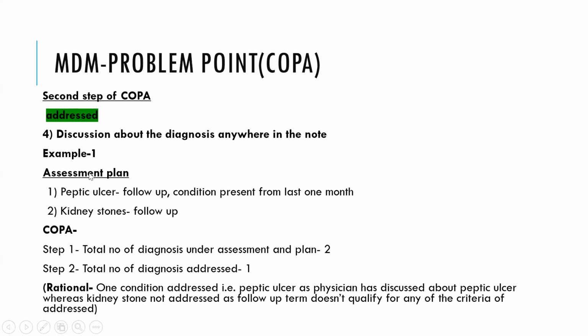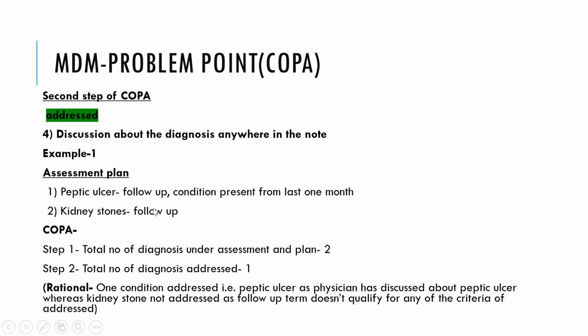So if you check this example, you see there are two conditions, peptic ulcer and kidney stone. So total number of diagnoses under assessment and plan is 2, right? Whereas if you see total number of diagnoses addressed, how many addressed? We have only one condition addressed, right? That is peptic ulcer. Because if you see here, they have written condition present from last 1 month. Did you check that? So condition present from last 1 month. This is the discussion which they have mentioned under assessment and plan.